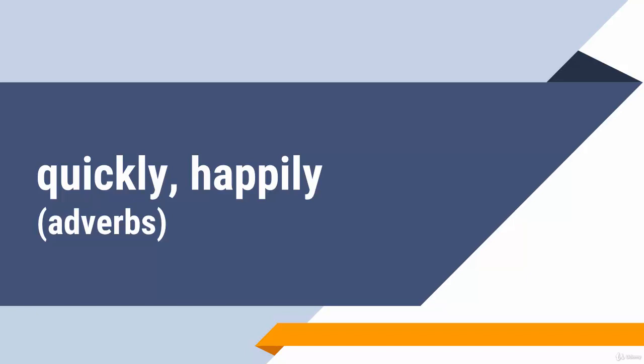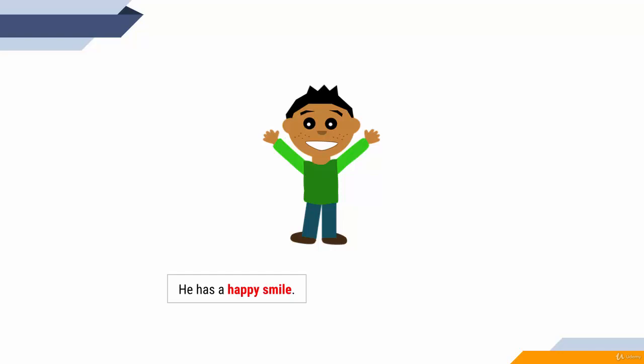Now we know what an adjective is. We know how to form the comparative and the superlative form, and how to use these forms in sentences. The next step is to understand what adverbs are and what the difference is between an adverb and an adjective. So here's your first example.